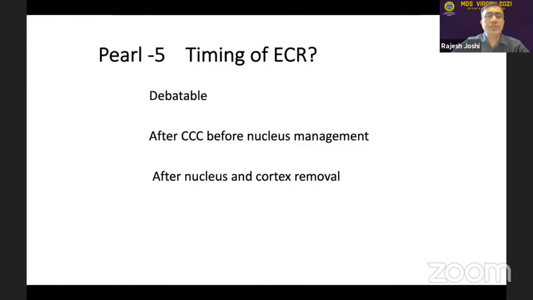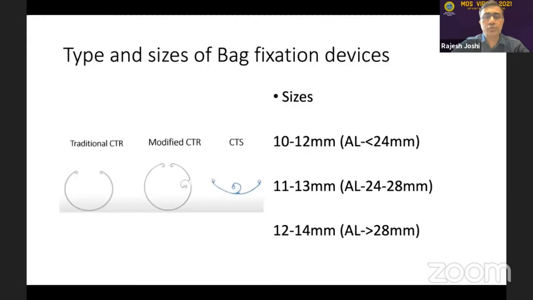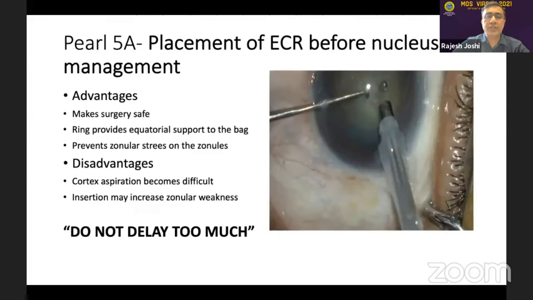Pearl number 5, timing of the CTR or endocapsular ring is debatable. You can do it after performing capsulorhexis, that is before nucleus management, or after nucleus and cortex removal. But there are pros and cons of both procedures. These are the capsular fixation devices which are available, and usually you can choose depending upon the axial length. If the axial length is less than 24 millimeter, you can choose the size of CTR between 10 to 12 millimeter. If it is on the larger side, you have to err on the larger size of CTR.